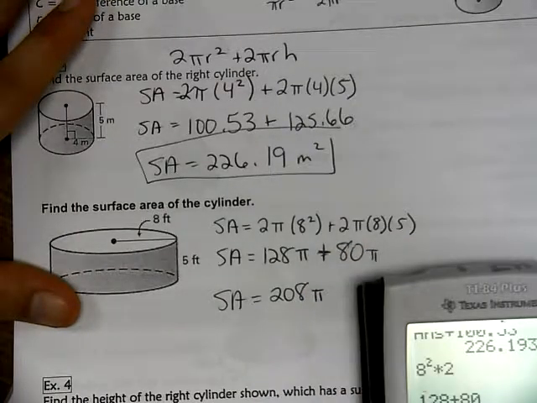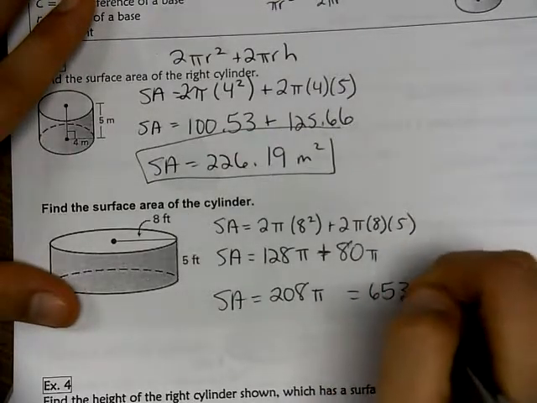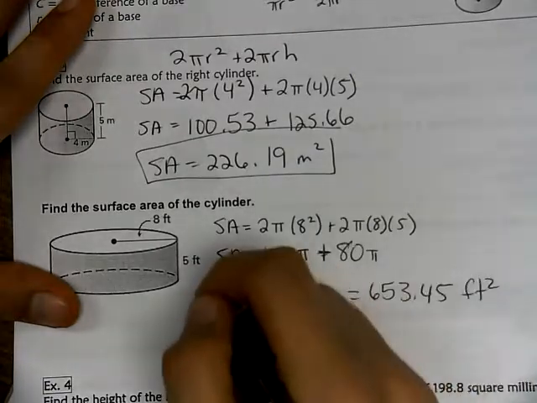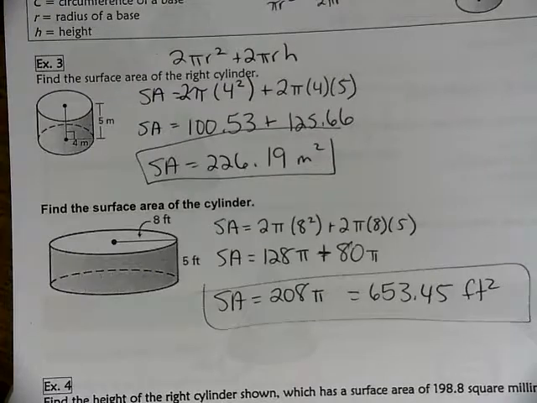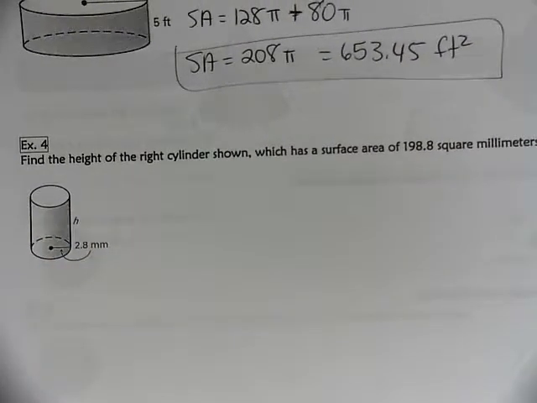Or you can multiply at the end: 653.45 square feet. Again, I don't care which way you figure it out on the quiz next week. Okay, I didn't care on the test either. Okay, the last one: because surface area for a cylinder is so easy, it's literally just plugging things in, we're probably not going to do much trig or Pythagorean theorem. Let's work backwards. We need to find the height of the right cylinder shown, which has a surface area of 198.8 square millimeters.